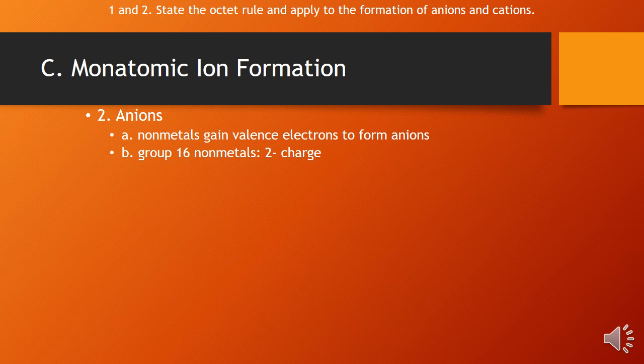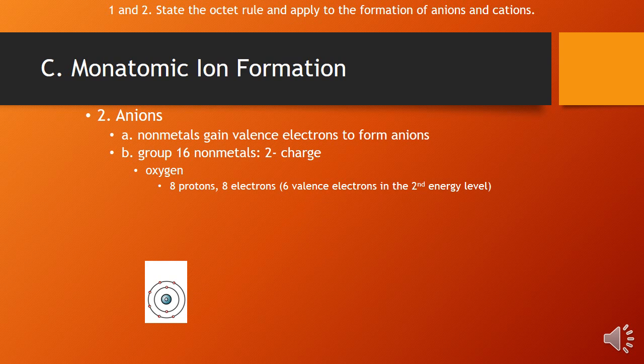Now let's consider group 16 nonmetals. They're all going to be 2 minus. Let's take a look at the element oxygen. Oxygen has 8 protons, because it's atomic number 8, 8 electrons if it's a neutral atom. It's in group 16, so it would have 6 valence electrons. Here's a diagram for an oxygen atom. Notice it's 6 valence electrons here.